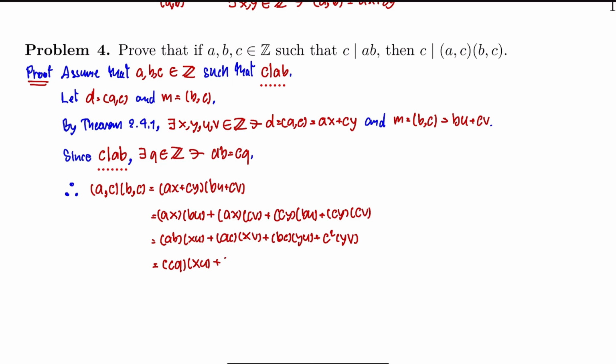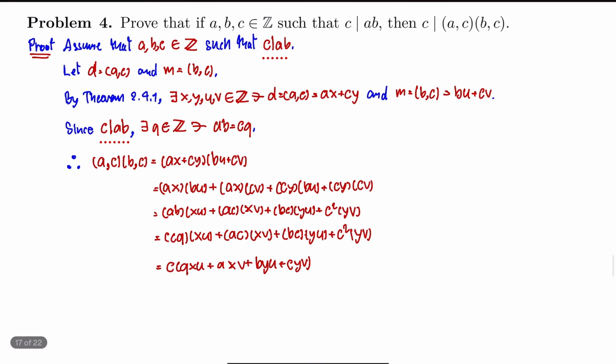So it turns out to be cq xu plus ac xv plus bc yu plus c squared yv. As you can see, all these terms have c as a factor. So I have to factor c out of these four terms. So we have c times (q xu plus a xv plus b yu plus c yv).